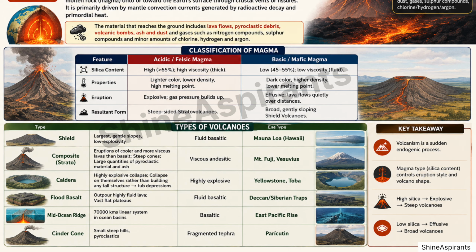They are usually short-lived and develop around a single vent. Paricutin in Mexico is one of the most famous examples. So remember this simple connection: high silica magma leads to explosive eruptions and steep volcanoes, while low silica magma leads to gentle eruptions and broad volcanoes.